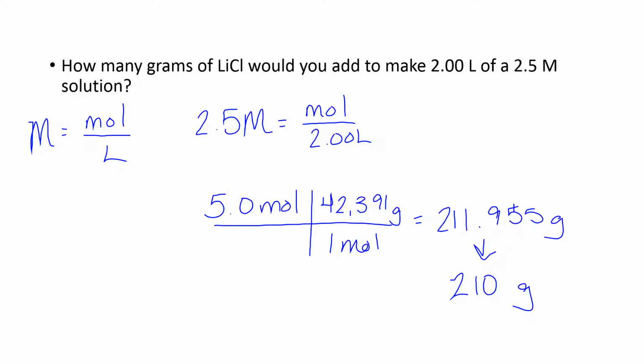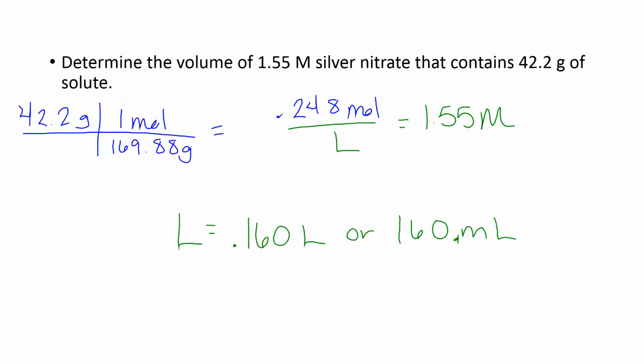We want grams, so change into grams using the molar mass of lithium chloride, which is 42.391 grams, to give us 211.955 grams. With sig figs, 2 liters has 3 sig figs, 2.5 molar has 2 sig figs. So we want to round our answer to 2 sig figs. So we would make it 210 grams. Let's look at one solving for volume. These tend to be tricky.